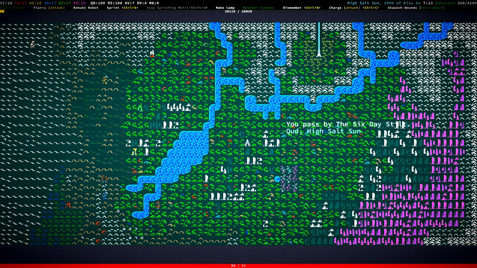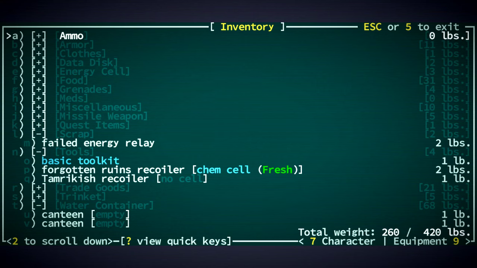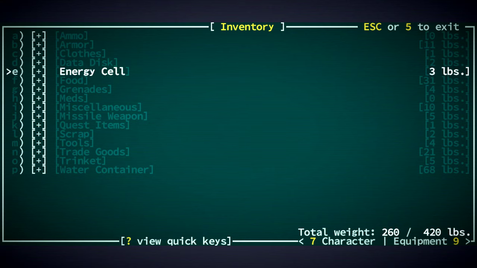So we get out of the... We don't have the fasting way. So we use a lot of water being in the salt desert. So let's use our recoiler. Which I can never remember where it is.